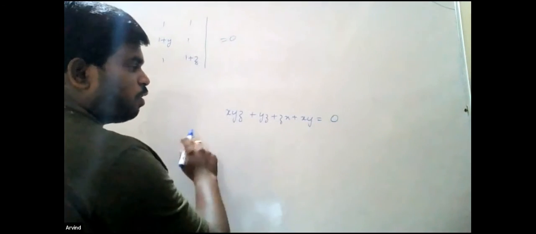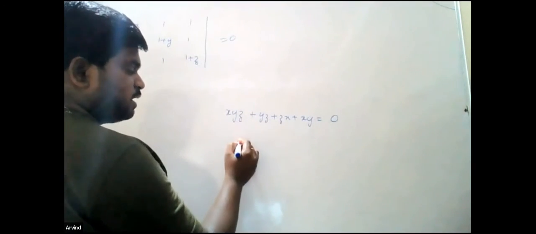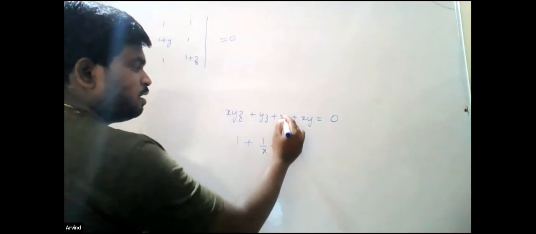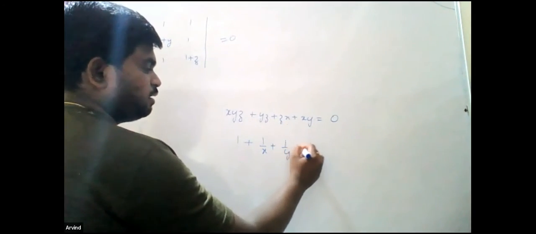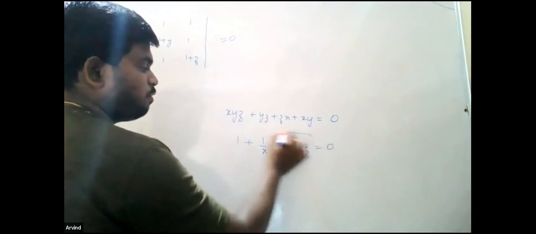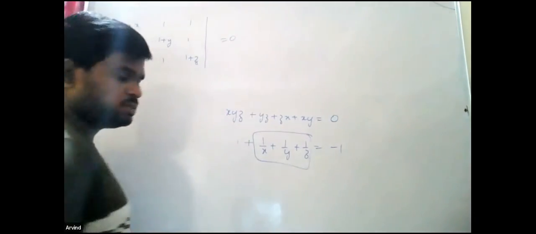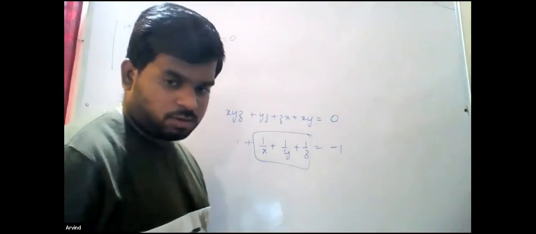So now if I divide throughout by xyz, xyz cancels and 1 comes. Here yz cancels, so 1 by x comes. Here zx cancels, so 1 by y. Here 1 by z comes, equal to 0. We want only this. So if plus 1 goes to the other side, -1 comes. That's the answer. Okay. In that case, let's go to the next one.